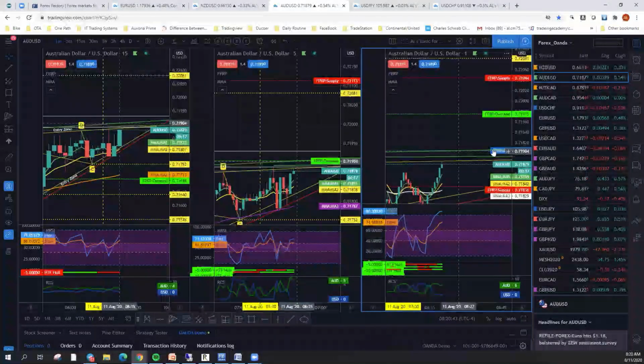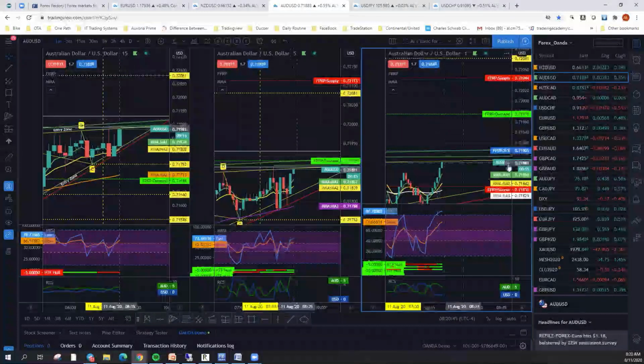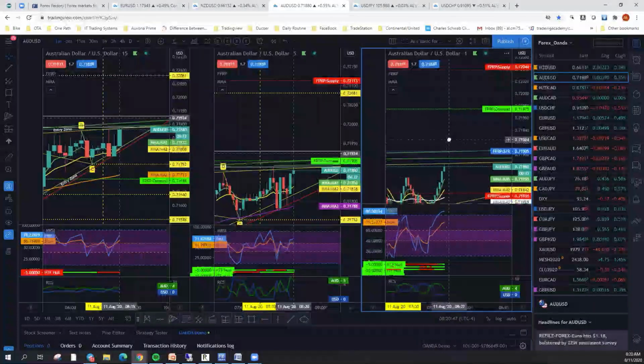This also gets through this area right in here. This is a significant area to be looking at.